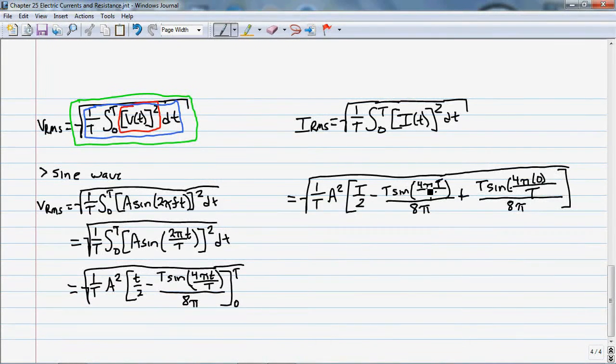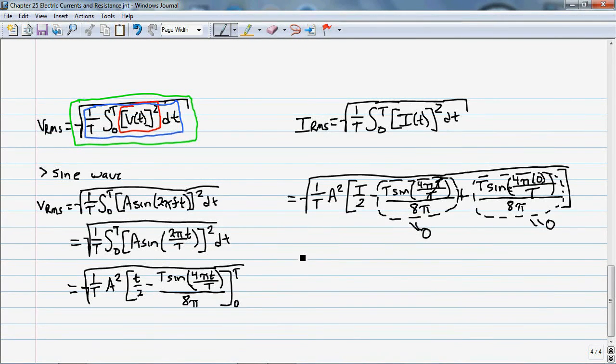So we have 4 pi times big T over big T. The big T's go away, and the sine of 4 pi is 0. So this whole term over the period averages out to 0. And in the last term under the radical, I have the sine of 0, and this term over the period goes away.